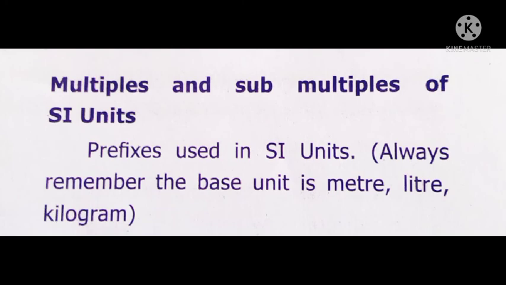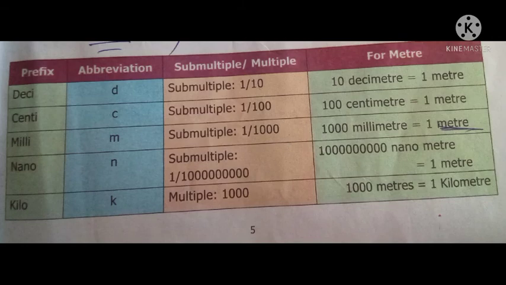And then let's see the multiples and sub-multiples of SI units. Prefixes used in SI units. For example, deci, centi, milli, nano, kilo, they are all prefixes. What is the basic unit that is added to it? That is decimeter, millimeter, milliliter, kilogram, like that. Okay, let's see some of the multiples and sub-multiples.